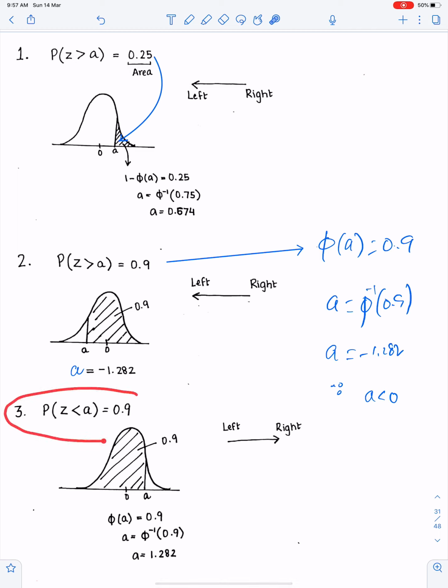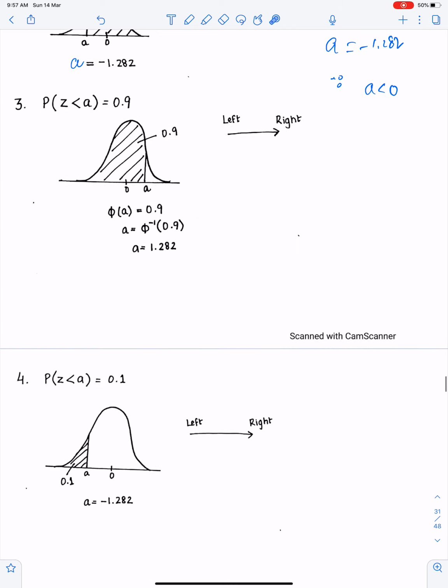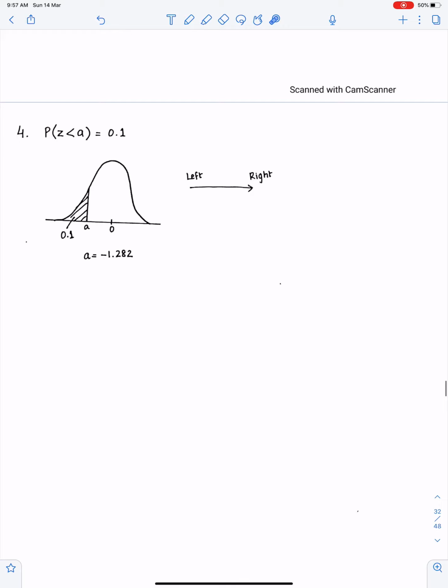Next question. In this question, you have to shade in this way. So when you shade this area, you'll get this unknown here. This is positive. So this is phi A 0.9, A is phi inverse 0.9, and just write 1.282, a positive number. This is the last question of inverse normal, Z less than A.